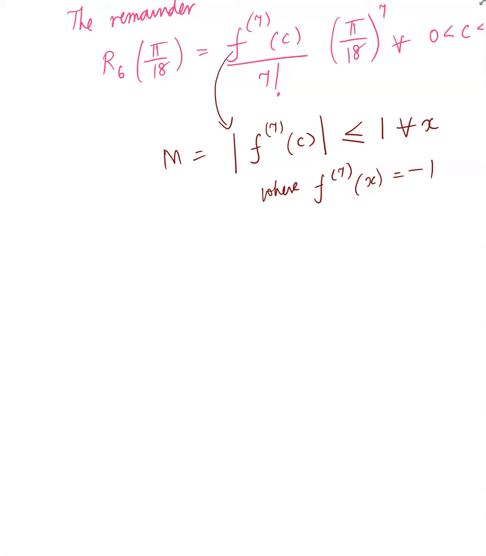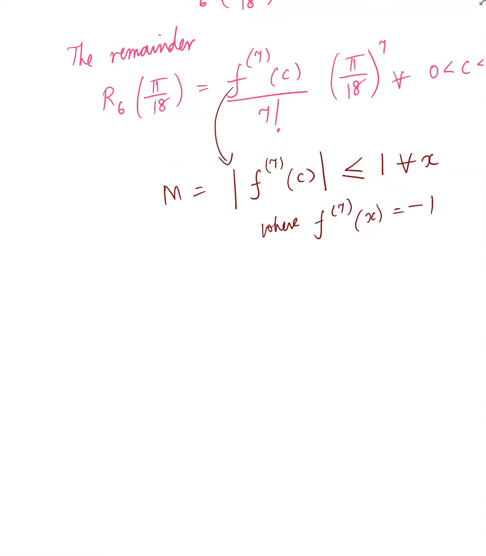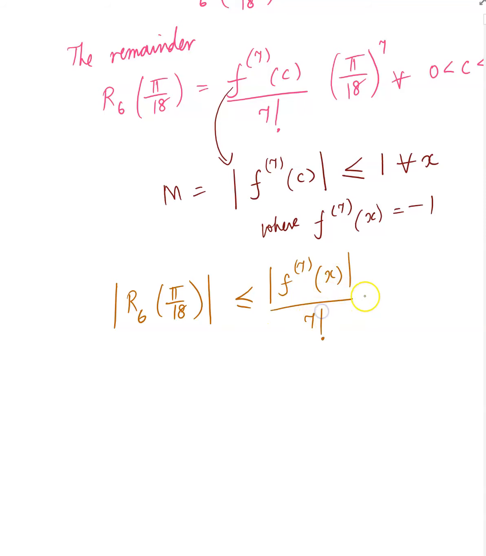So let's extend this. The absolute value of R6 of pi over 18 should be less than or equal to 1 over 7 factorial times pi over 18 to the power 7. And that comes out to be 9.8 times 10 to the power negative 10. The error is really, really, really small.